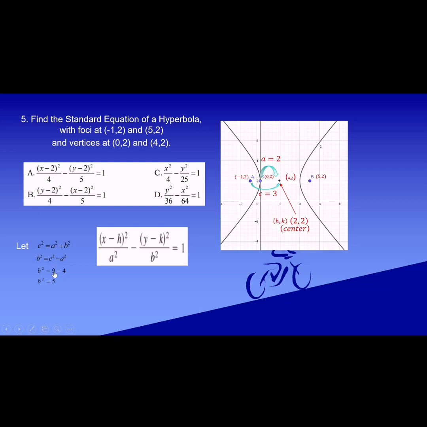So c squared becomes 9 since the value of c is equal to 3. So 3 times 3 is 9. Our a is 2. 2 times 2 is 4. Then subtract, 9 minus 4 is 5. That is our b squared. So ang ating center is represented by h and k. So the value of the center is (2, 2). So the answer is A. Look at our A. So yan.